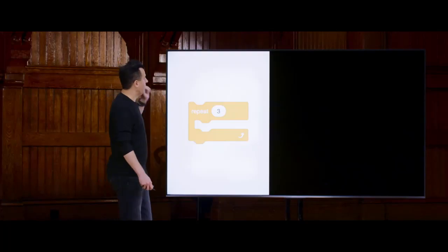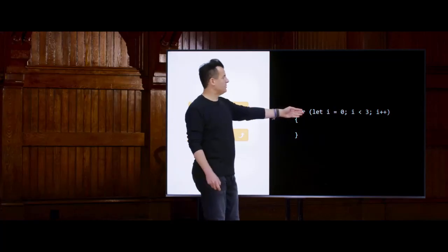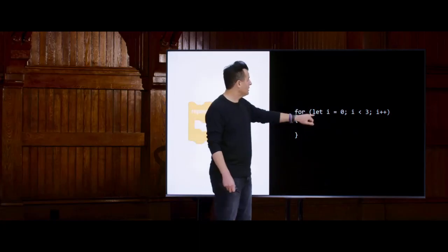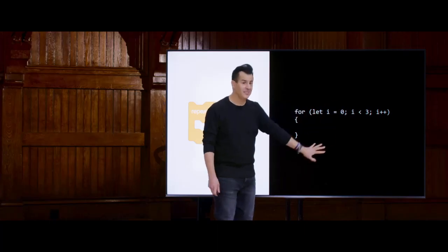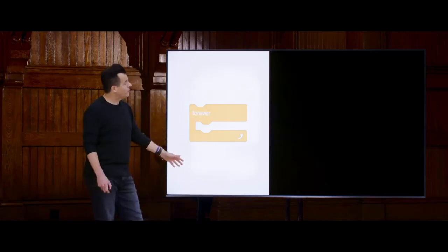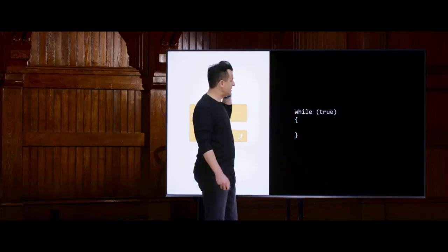Loops in JavaScript. Well, in Scratch, if you want to do something 3 times, here's how you would do it in JavaScript. It's pretty much the same as C, except for not mentioning the data type. Instead, you use the keyword let here. But otherwise, this is exactly the same as in C. If you want to do something forever, for whatever reason, in JavaScript, you can say while true, which is exactly how we did it in C.